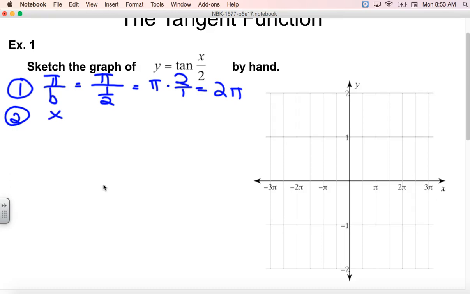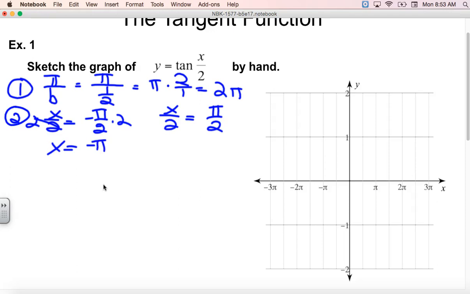So we're going to say x over 2 equals negative pi over 2, and x over 2 equals positive pi over 2. Those are going to be the values we use to find our first and last key points, not 0 and 2 pi, because the period for tangent is different. All right, so we times by 2 on both sides, that gives us x equals negative pi. Same thing on this one, and that gives us x equals positive pi. So our first and last key points here are going to be negative pi and positive pi.